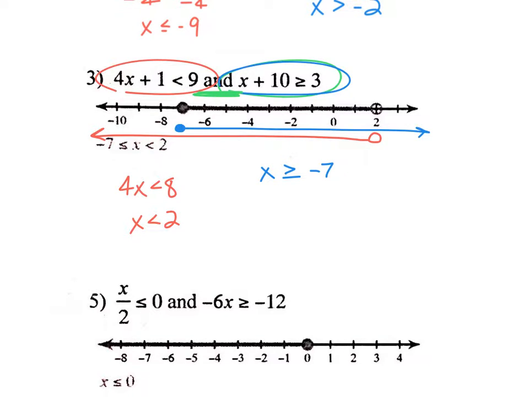Remember, there are 3 sections here, or 3 different sections. "And" means I need both of them to be true. So that's false, true, false. So the only part that's going to get copied on my final answer here is this middle section. And I'm just copying the same endpoints that they had for me before.